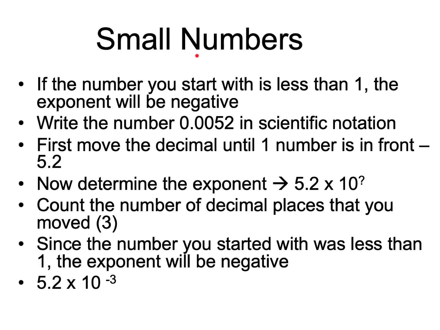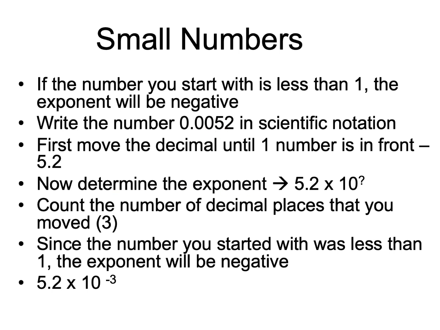Now we can also look at small numbers, that is, numbers that are less than 1. So if the number you start out with is less than 1, say let's take this one, 0.0052, obviously that's less than 1. We want to put that in scientific notation. We're going to move the decimal place over until there's only one number to the left of the decimal. And so we'll move it over until we end up with 5.2. So that means 1, 2, 3 times.